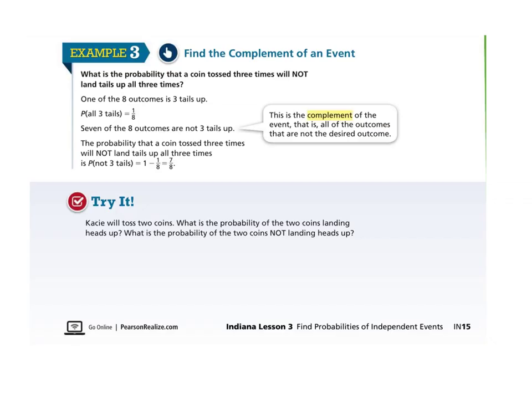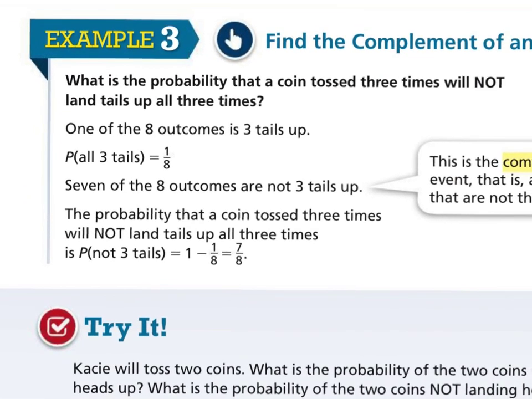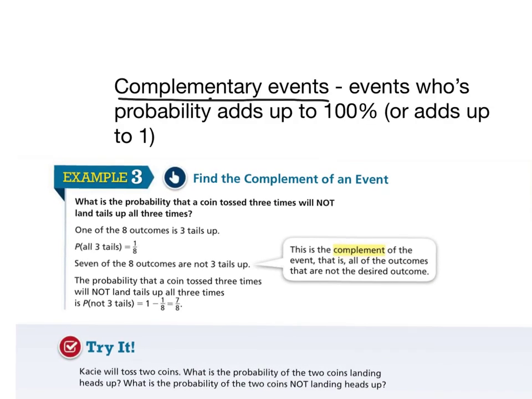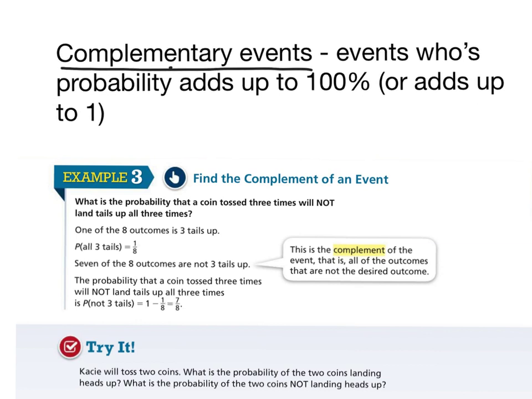Example 3, what is the probability a coin tossed 3 times will not land tails up all 3 times? So this is dealing with what's called complementary events. So complementary events are events whose probability adds up to 100% or adds up to 1.